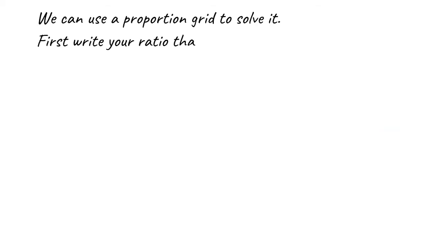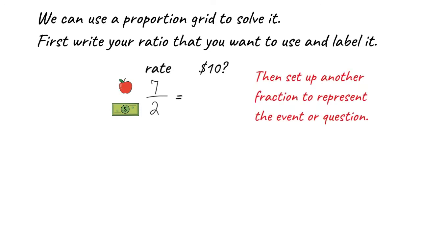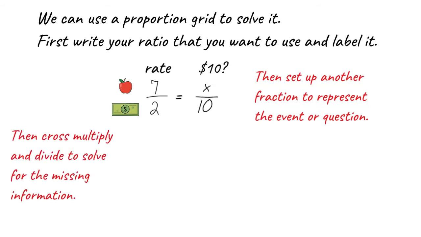So let's set it up with a proportion grid to solve this. First, write our rate that we found, which was 7 over 2. You could also write 2 over 7, but we just chose 7 over 2. 7 is the apples, 2 is the dollars. Now we set up another fraction to represent the event, the question. 10 is the amount of dollars we have, but we don't know how many apples. So we put x in the row that the apples is, which is the numerator.